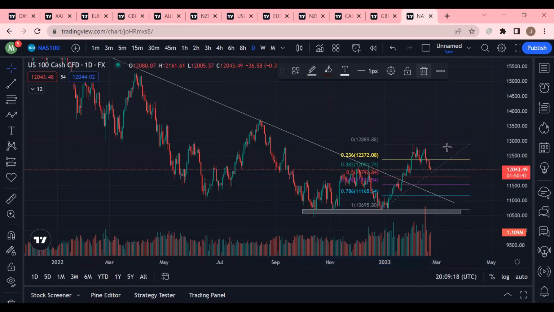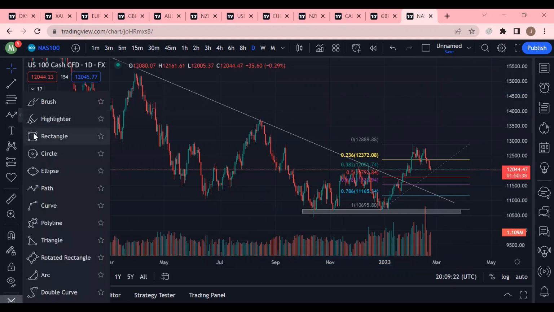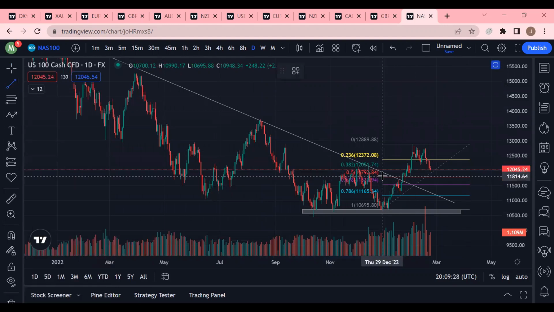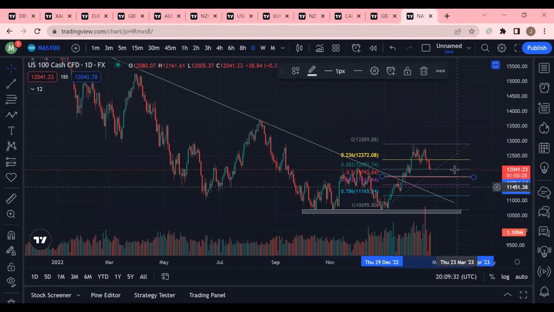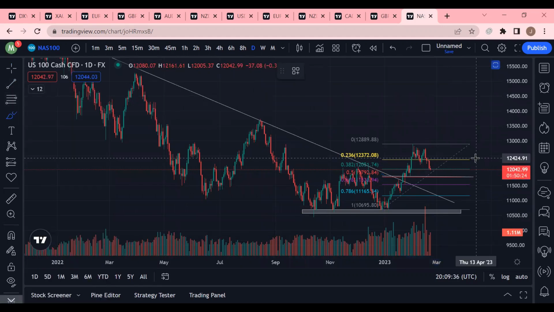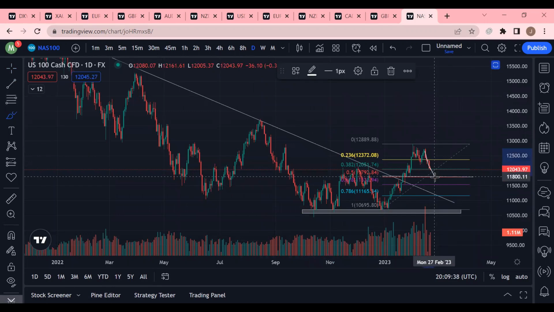So if I can get this off, 50%, which is somewhere around here. Okay, let me use this 50%, 11,785. So we're supposed to retrace up to like 50%. Are you getting it? 50%. And if we can hold it, we can start going back up.